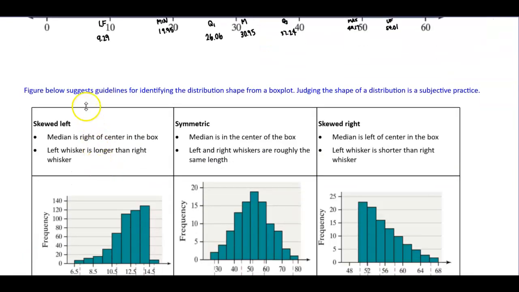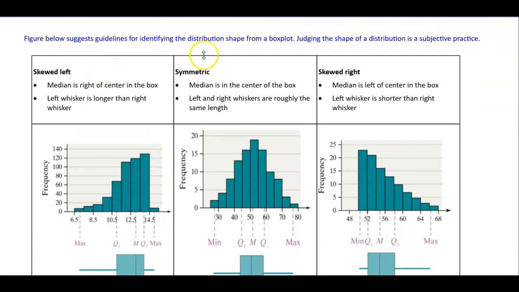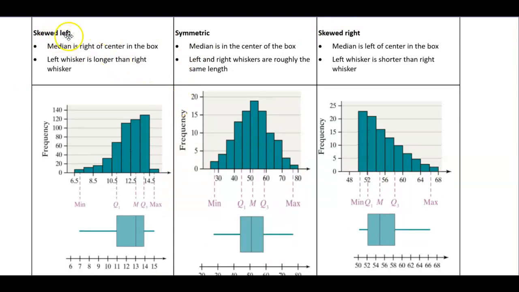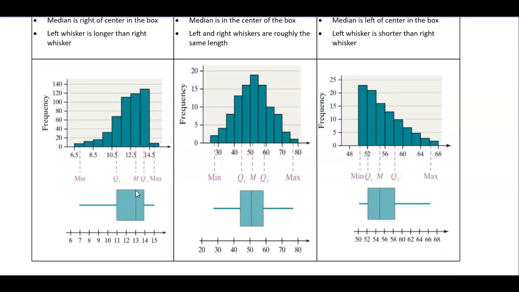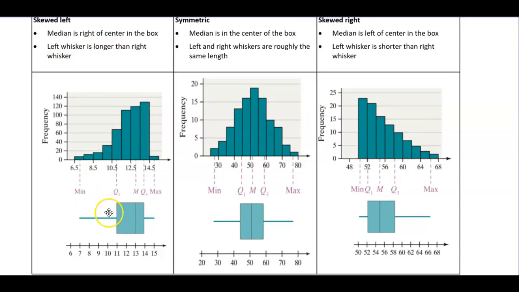Okay, next, the figure below suggests guidelines for identifying the distribution shape from a box plot. Judging the shape of a distribution is a subjective practice. Whenever you have skewed left, the median is right of the center in the box. So here is the median. It's to the right of the center. And if you look at the box plot, the left whisker is longer than the right whisker. That tells you it's skewed left. So if the whisker on the left is longer than the one on the right, then we know it's going to be skewed left when you're looking at the box plot.